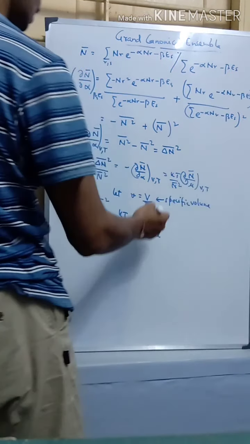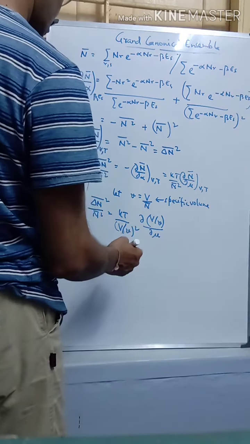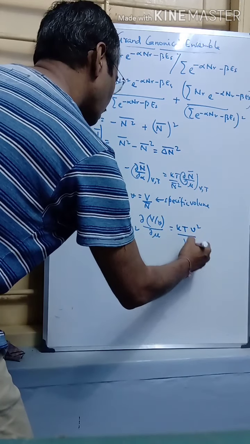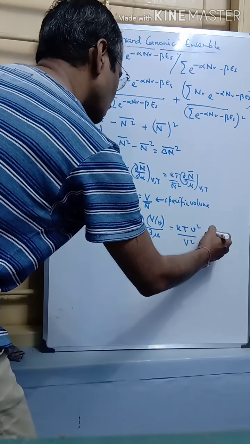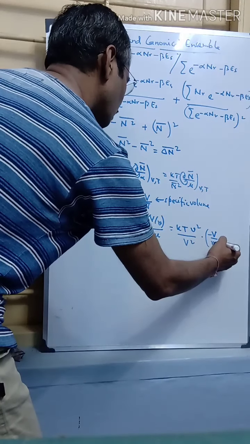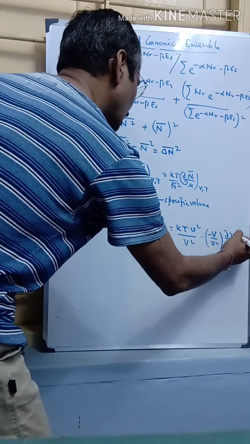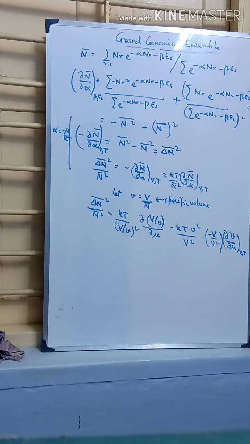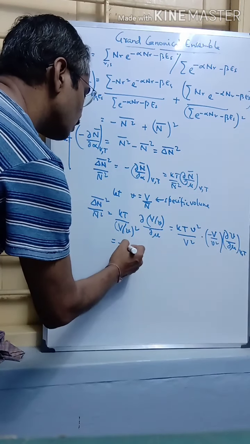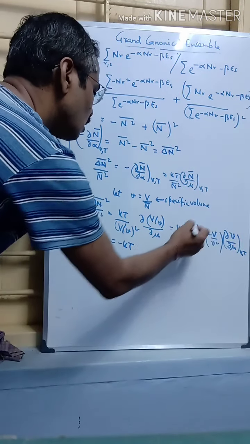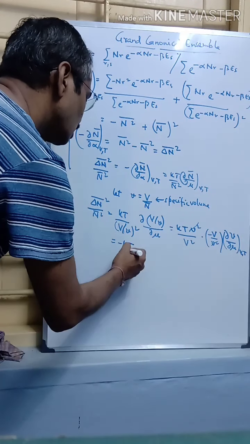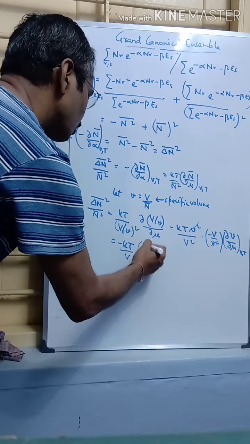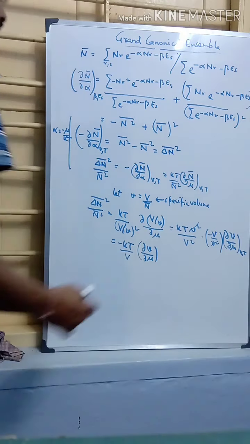So since V is constant at a constant temperature, we can write this to be equal to kT V square by V square, and there is a minus of V by V square del V by del mu at constant V, T. So this is going to give us minus kT, this and this cancel out, kT by V, and del V by del mu, which can be very easily arrived at.